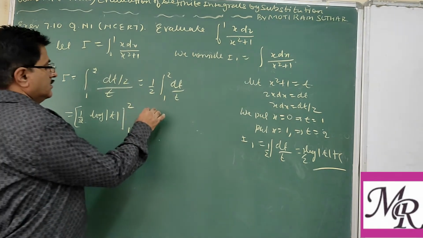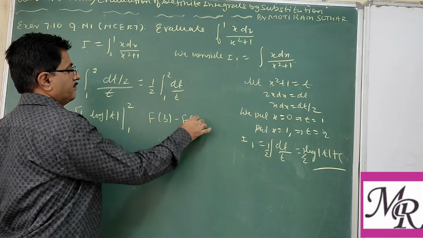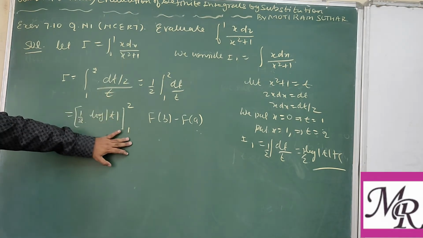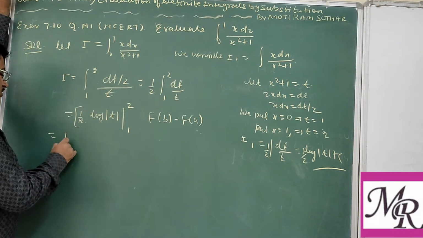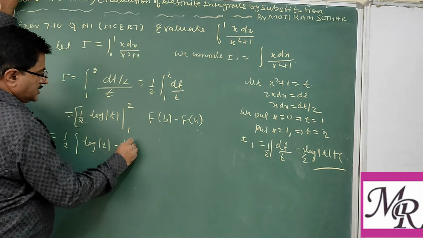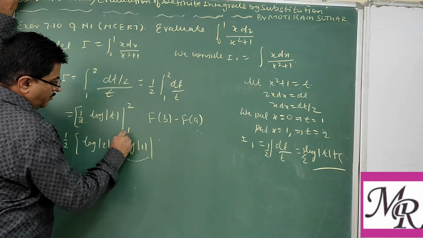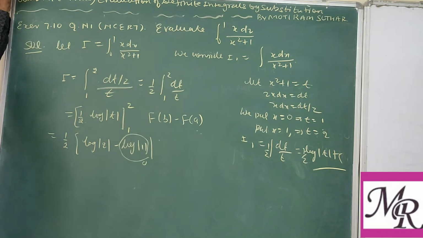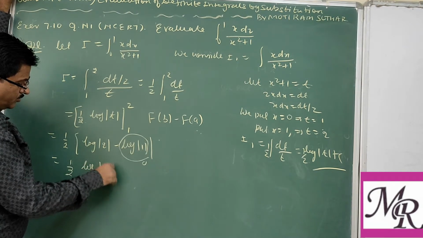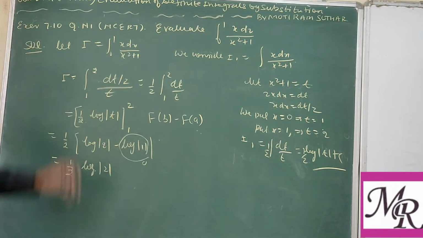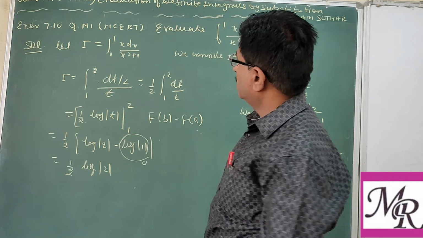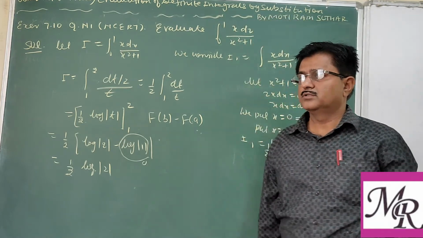Now we use the fundamental theorem: the antiderivative at the upper limit minus the antiderivative at the lower limit. So 1 by 2 is common throughout. So log of mod 2 minus log of 1, and the value of log mod 1 is always 0. So finally you get 1 by 2 log of mod 2. Okay? So this is the answer of the first part. So write down this.